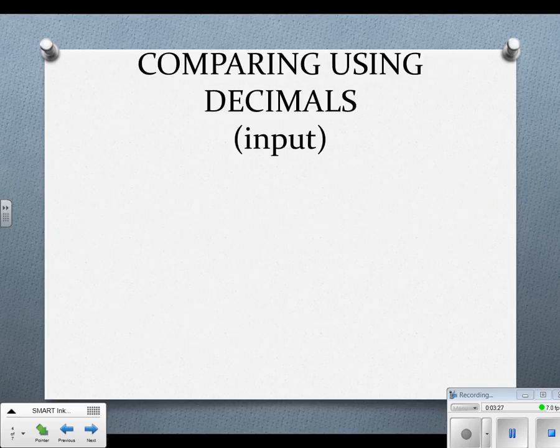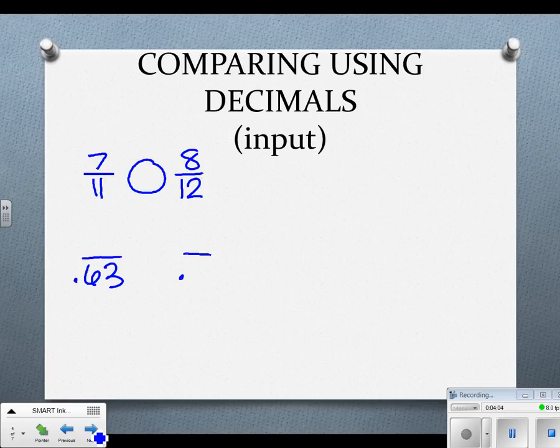Another way to compare is using decimals. So if I had the rational numbers 7/11 and, let's see, how about 8/12? Now if we take those rational numbers and turn them into decimals, so 7 divided by 11, we get 0.63636363. It repeats. If we turn 8/12 into a decimal, 8 divided by 12, we get 0.6 repeating.